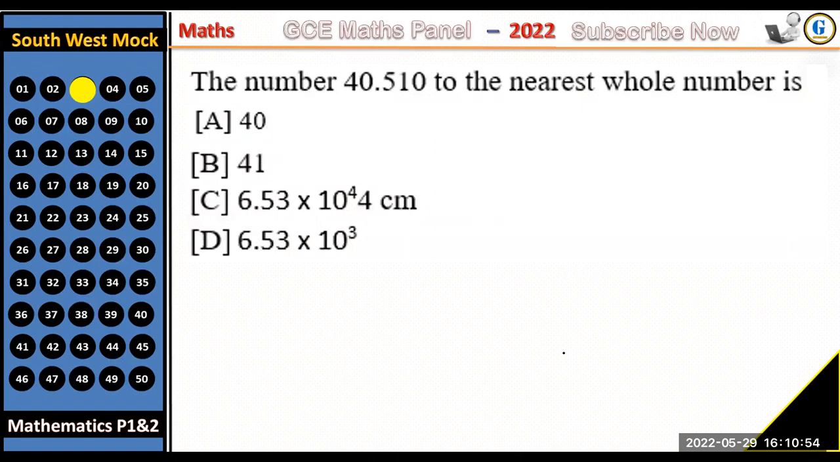Question 3, the number 40.510 to the nearest whole number is. We know that 40 is a whole number, but we have 0.510. Now, if the number after the decimal point is 5 or greater than 5, we round up to 1 and add to the number before the decimal point. So we're going to have 40 plus 1, which is 41. So the answer here is B, 41.